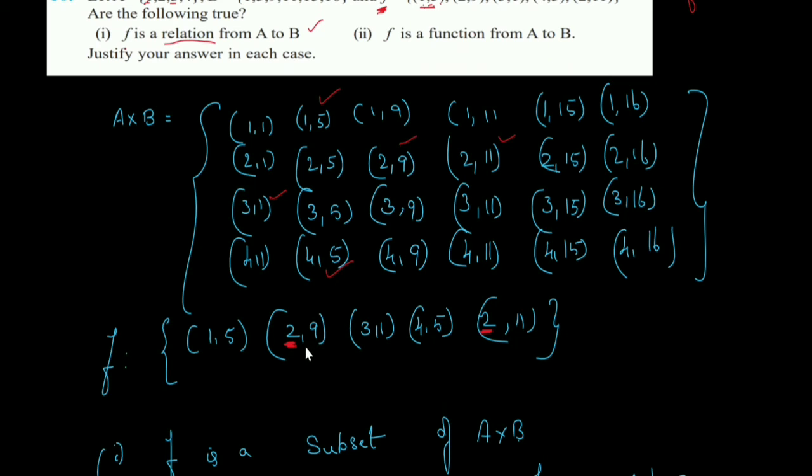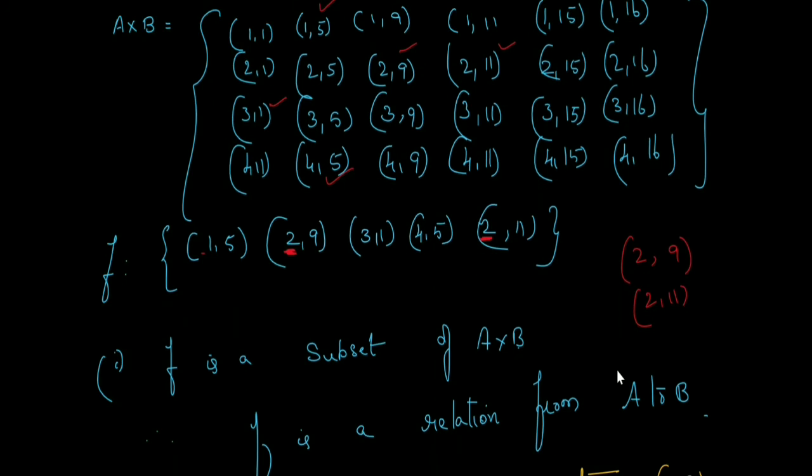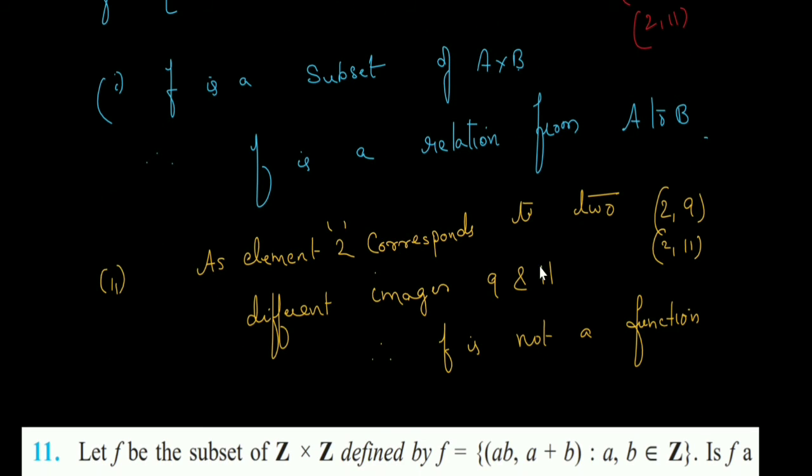In other words, you can say the element 2 has 2 images, 2,9 and 2,11. If it is a function, each and every element should have a unique image. You cannot have different images. Because element 2 corresponds to 2 different images, 9 and 11, it is not a function. So 2 goes to 9 and also to 11. So this is not a function.